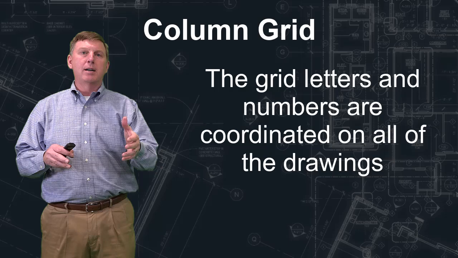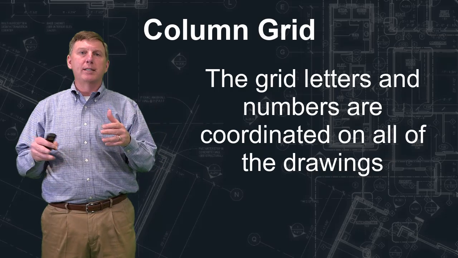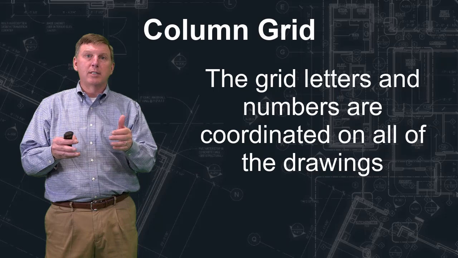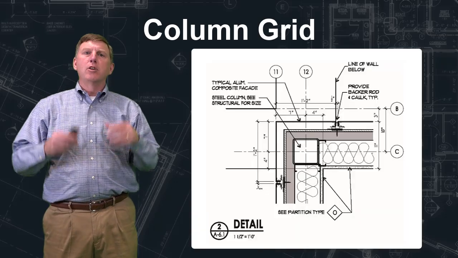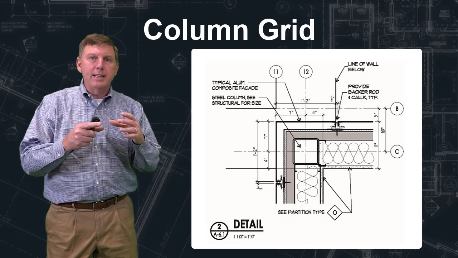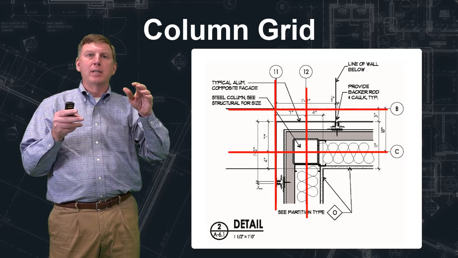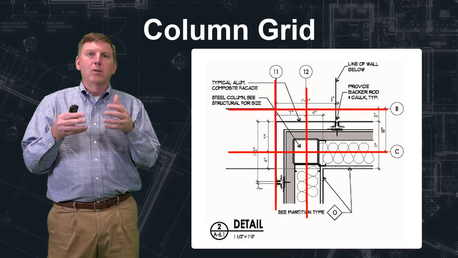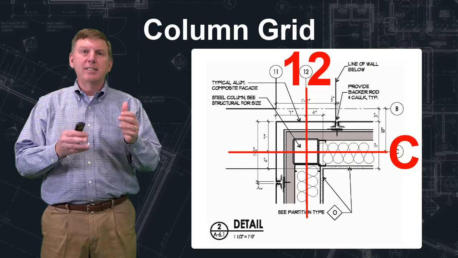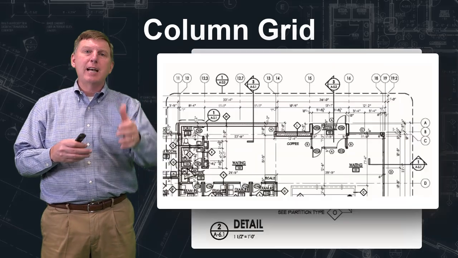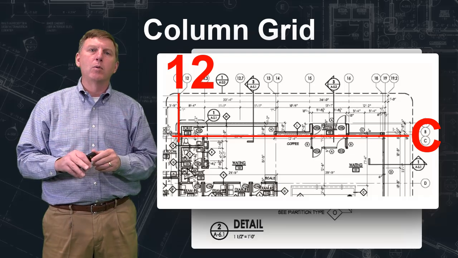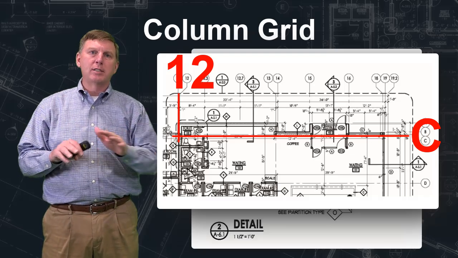Another nice thing about column grids is they flow through the plan. So like elevations, column grids are going to appear on all the other drawings as well, such as details and sections. So if you're on a detail, such as this, you're zoomed way in, they still have the column grids so that you can orient yourself on the overall plan. So the column grid on this detail, C12, is the exact same one as C12 on the overall plan. It's a great way to orient yourself across different drawings.